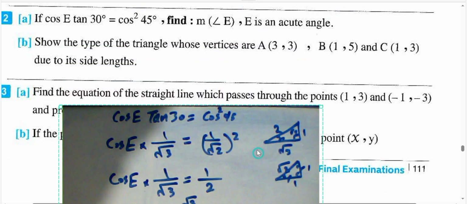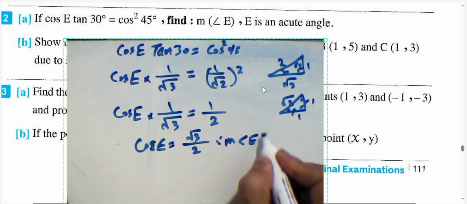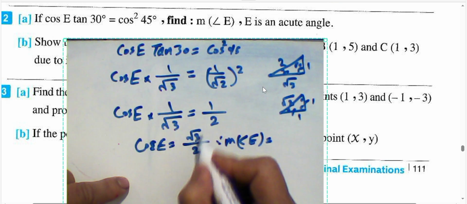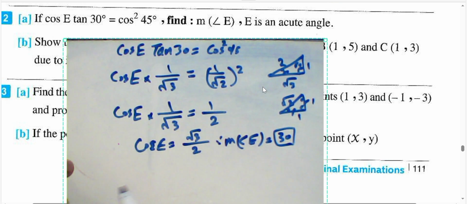Then you can find the measure of angle E by shift cosine. The measure of angle E, shift cosine root 3 over 2, is cosine 30. Then the angle will be 30 for this question. Okay, understood? Do you know the steps or not?